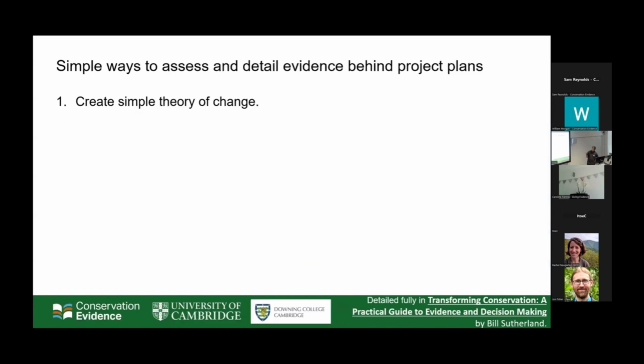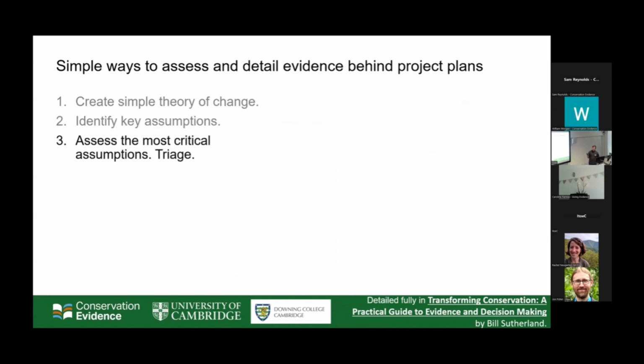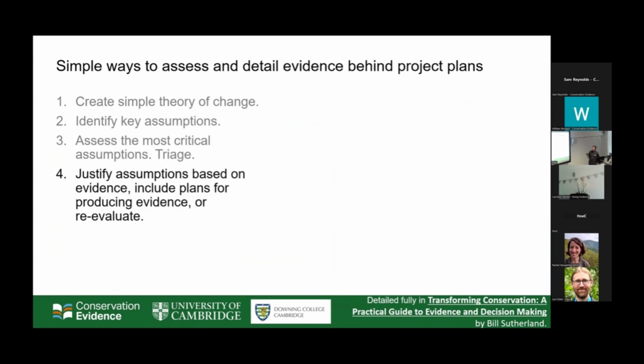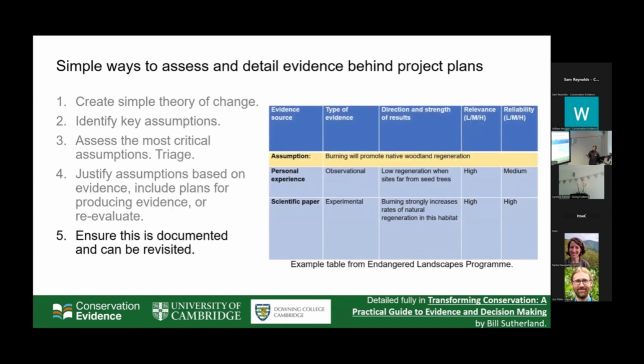So a really quick way of doing this, an example with just theory of change, summarizing this process, is to create your theory of change, identify those key assumptions, assess the most critical ones, and triage your evidence use. So you're optimizing your time. Then justify those assumptions that you're making based on the evidence. And if you're not confident in them, include plans for maybe generating evidence or reevaluating your theory of change, what you're going to do. And then crucially ensure this is documented, so it can be revisited.